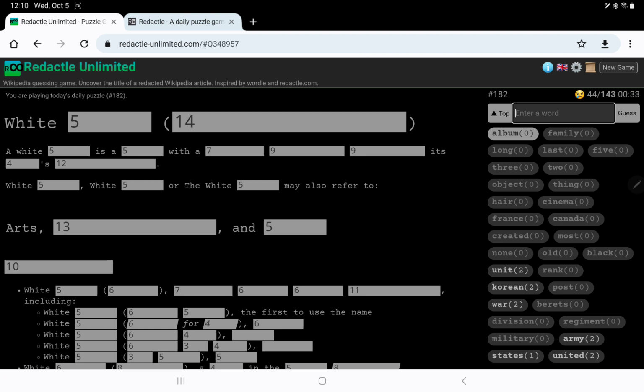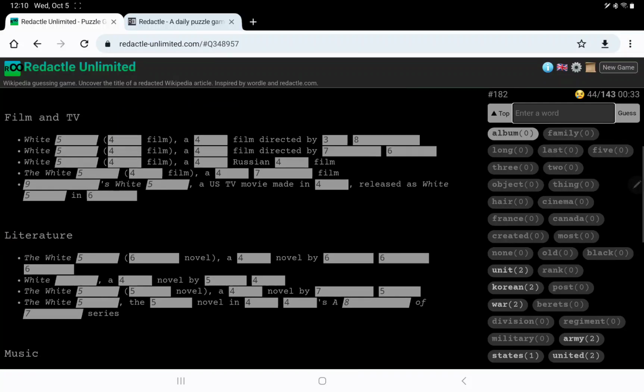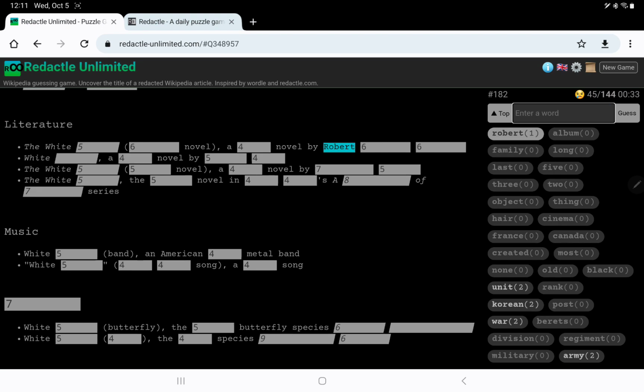Trying to think of parts of the body or natural phenomena. White. And then who are these writers? 666. That should be easy to. Let's try Robert. Oh, that was lucky. Robert, not Louis Stevenson. Robert. Oh, Robert.